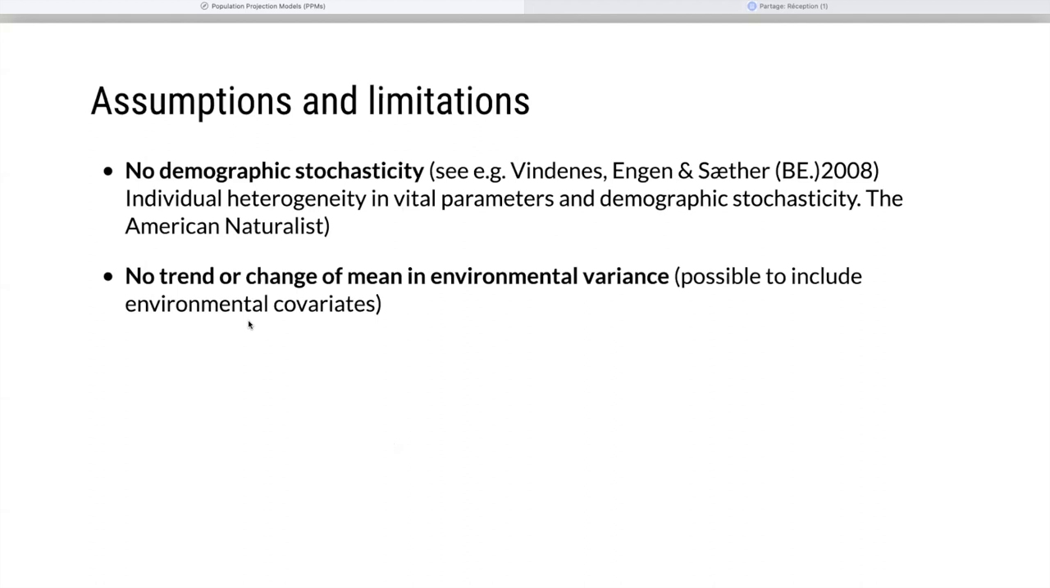We considered no trend in the mean environmental condition or variance, but it's possible to include environmental covariates. If, for example, using capture-recapture models, you have established a link between, I don't know, the temperature and survival rate, then you could use different matrices as a function of temperature, for example, and simulate the fate of the population using certain scenarios.